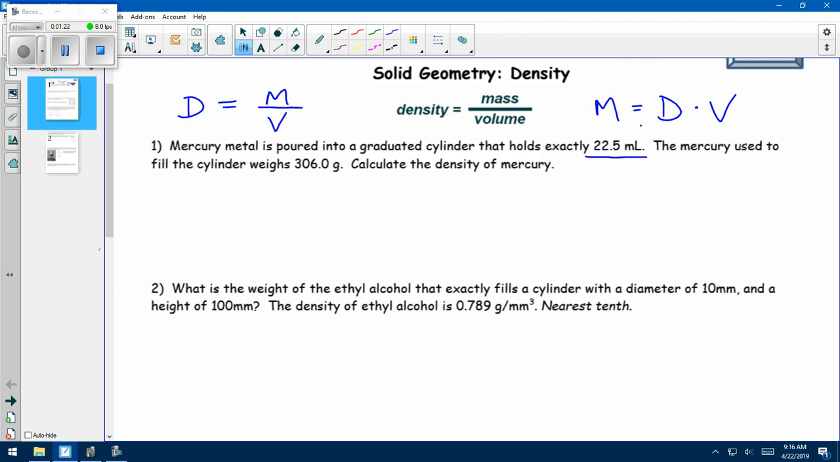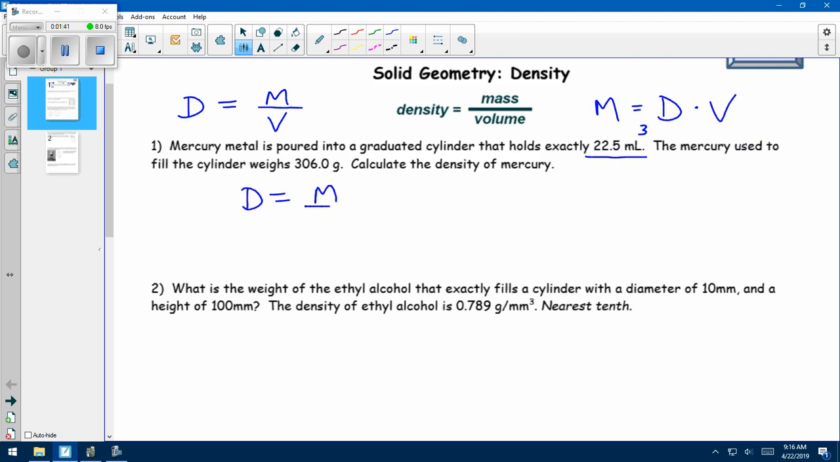I realize we're typically used to seeing maybe that unit given in terms of a cubic unit. So if you want to add that in there, that the volume is that many cubic milliliters, that's probably a unit that was missing from there. But if the mercury used to fill the cylinder weighs this amount, 306.0 grams, calculate the density.